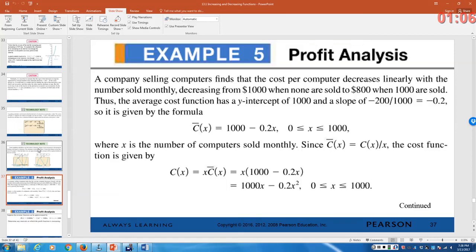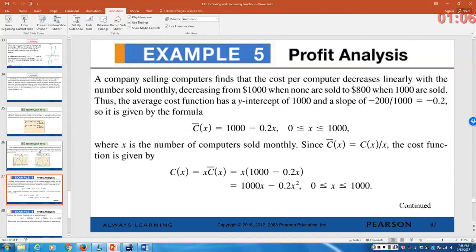And of course the question you ought to have is, well, okay, that's nice. What's this good for? Why are we doing this? So here again, we're going to come back to profit analysis. A company selling computers finds that the cost per computer decreases linearly, which means it's a straight line function, with the number sold monthly. It decreases from $1,000 when you didn't sell any to $800 when you sell 1,000.